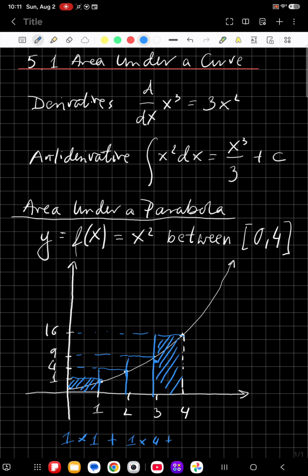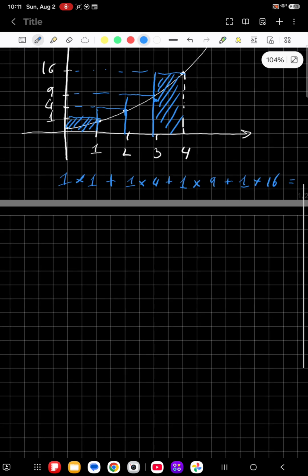And then another one. So again, the base, the width, is 1 again, and the height is 9. Plus 1 times 16. Okay, so yeah, that's not supposed to be z. It looks like z. Now we're just going to add it up, and we get equals 30 units.